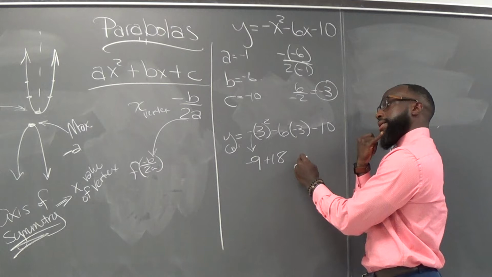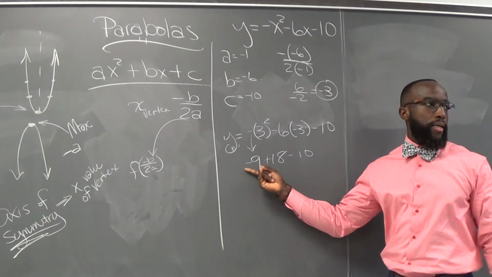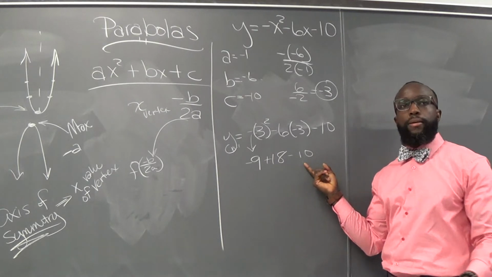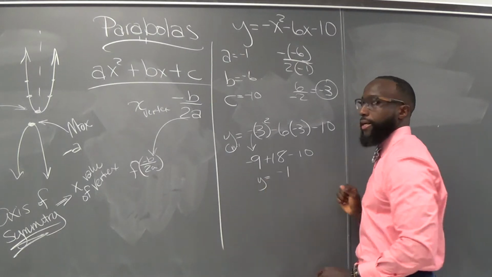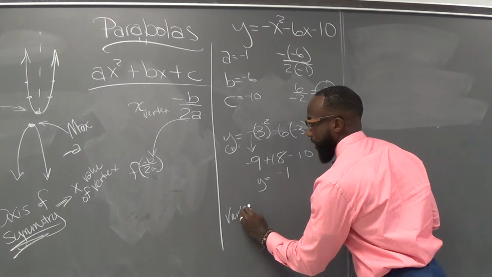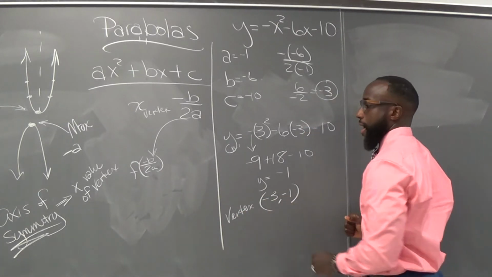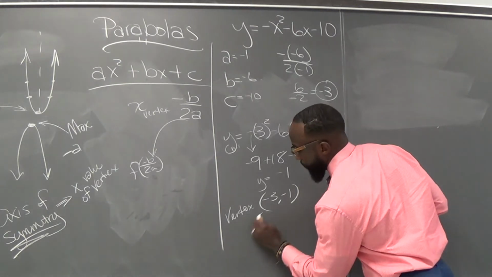Plus 18, right? Minus 10, right? So negative 9 plus 18 is 9. Minus 10, negative 1. So the y equals negative 1. So your vertex is (-3, -1), right?